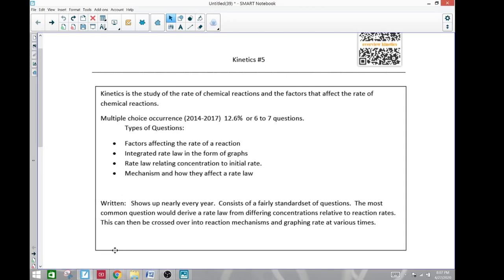We're going to go through some answers to the kinetics remediation packet. The first part just shows some of the main concepts, right, which just shows it in multiple choice and written.